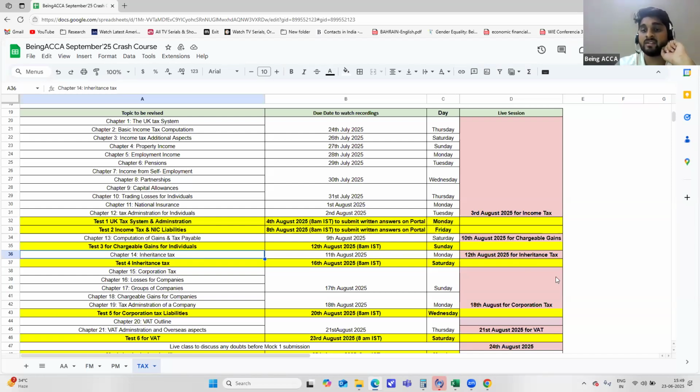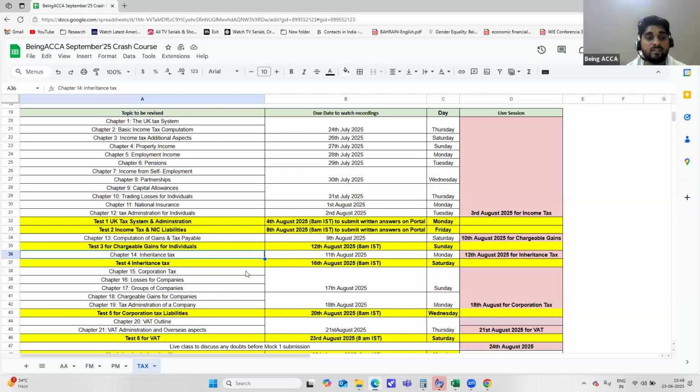That's the same day where you have your chargeable gains session. On that day, we'll probably have it towards the end of the day so that you will have some time. And in this session, we will be discussing everything that is related to inheritance tax, and all the filing dates and everything will be discussed. And also 1 to 2 questions of section C will be discussed in the live session.